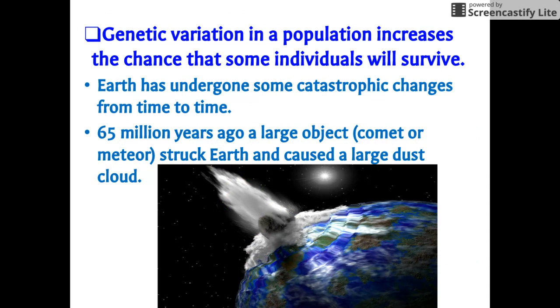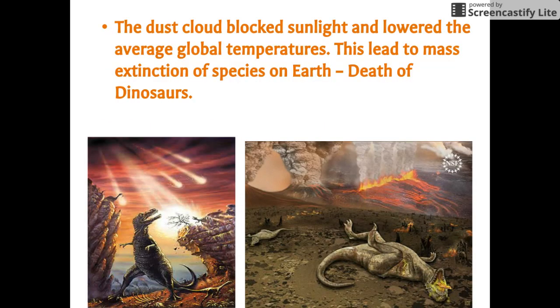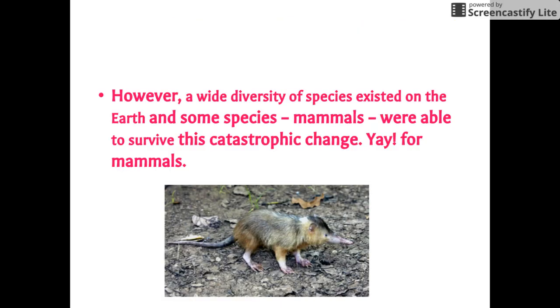We've touched a little bit on this, about the rise of the mammals and genetic variation. These little mammals that burrowed and had fur had a variation that allowed them to survive. One instance was when the comet or meteor struck Earth and caused a large dust cloud. It blocked the sunlight and lowered the temperatures. There was a mass extinction, the death of the dinosaurs, but this was great news for the mammals. They were able to survive this change.